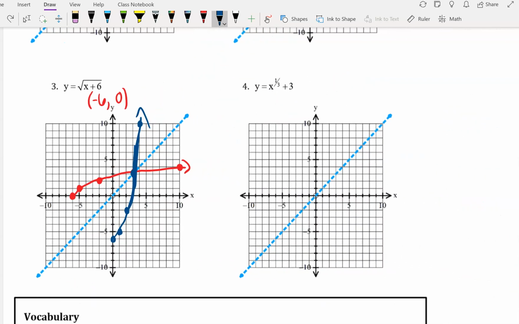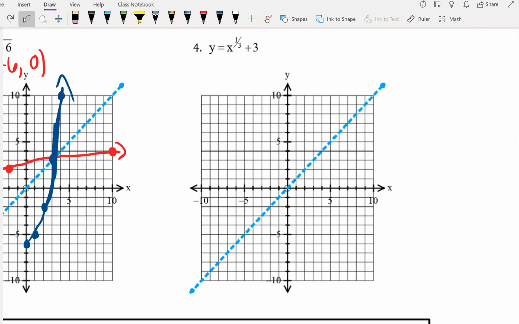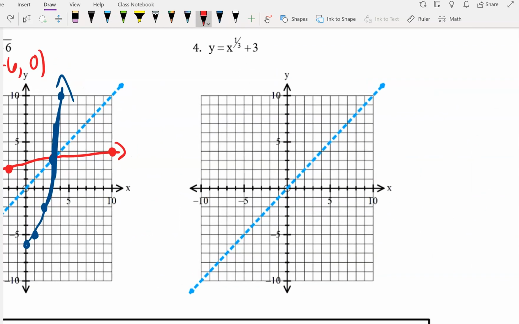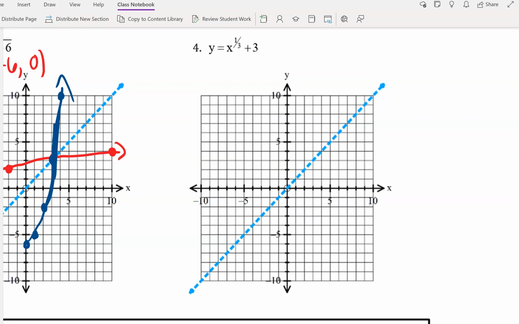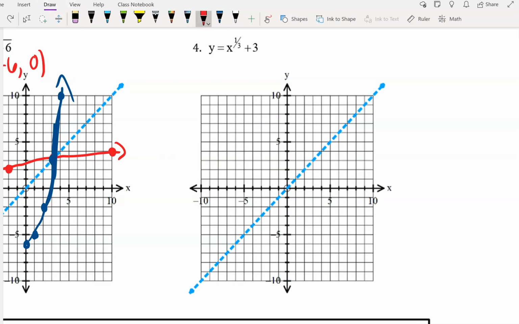Alright, next one, x to the 1/3 power plus 3. X to the 1/3 power, this was from last unit too. Remember, this is the cube root of x plus 3. So we find the start point opposite of whatever's being added in here, which is nothing, and then same as the number on the end. So 0, 3. And then we're going to go over 1, up 1. Back to the start, over 8, up 2, because the cube root of 8 is 2.